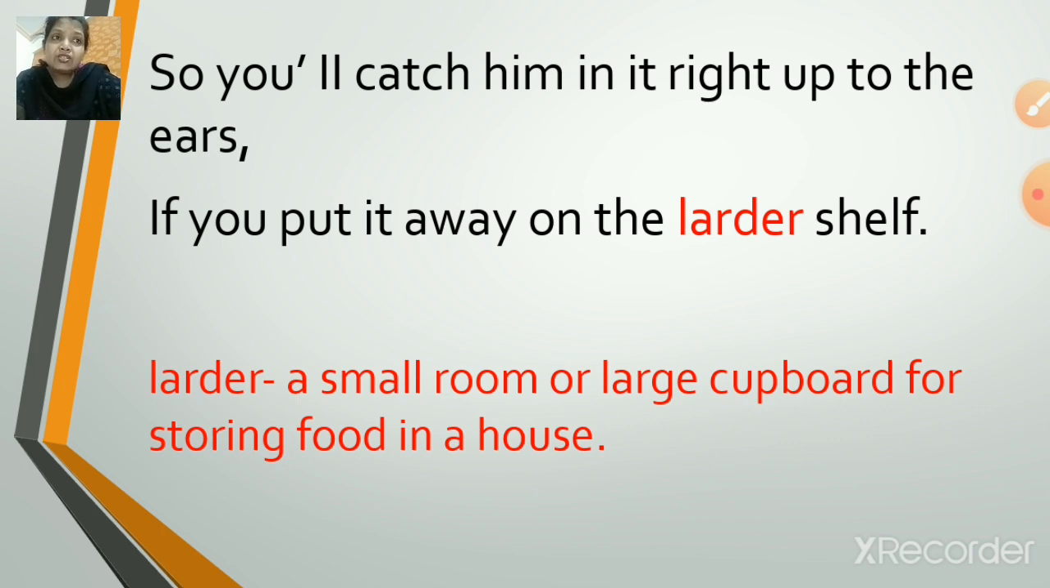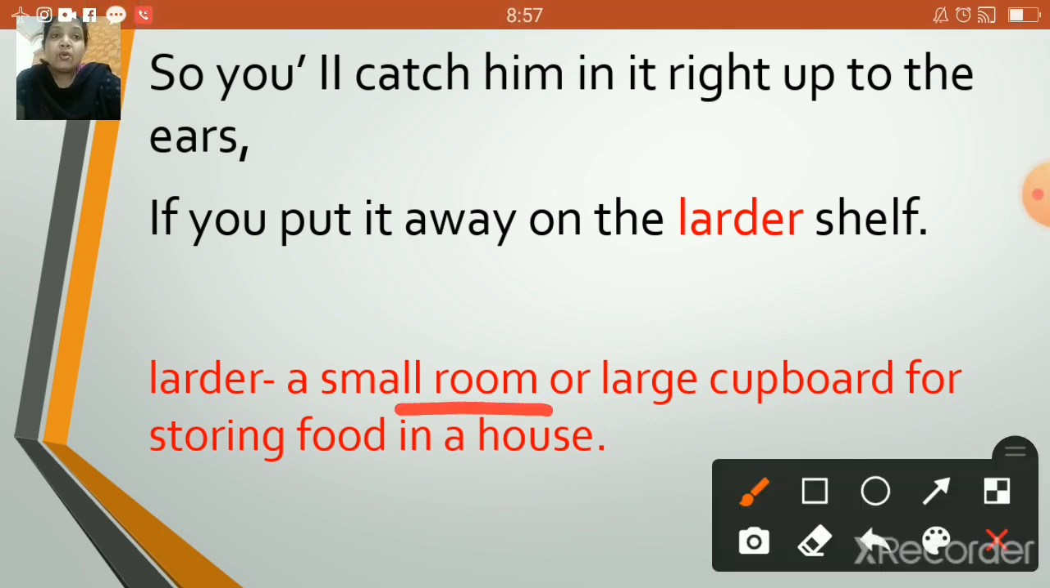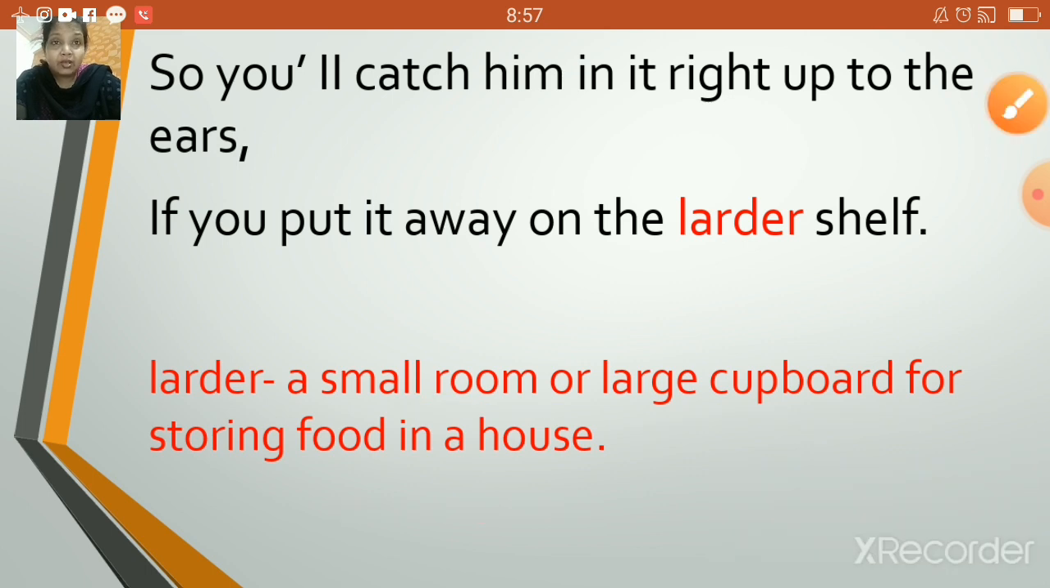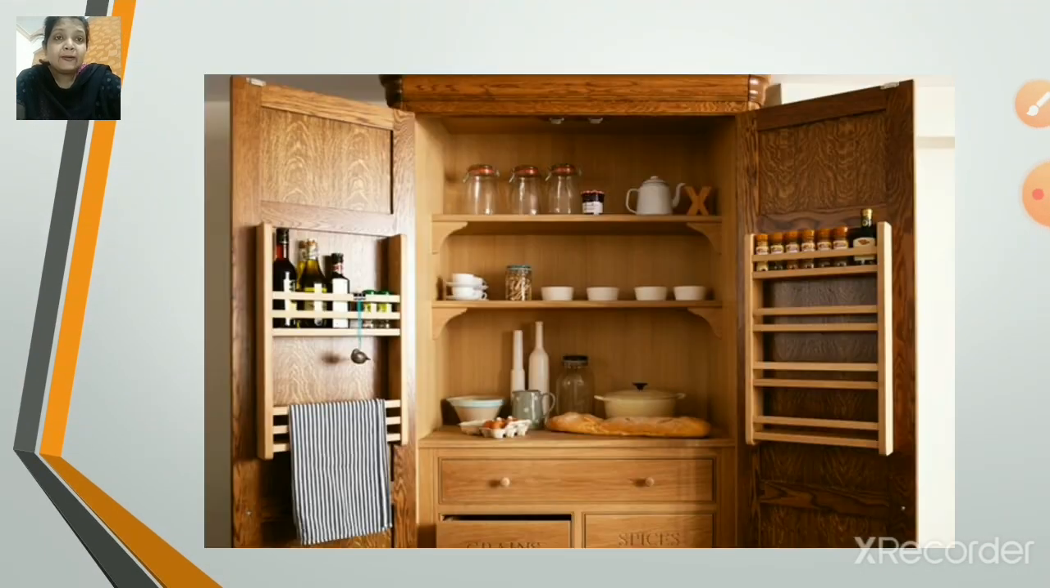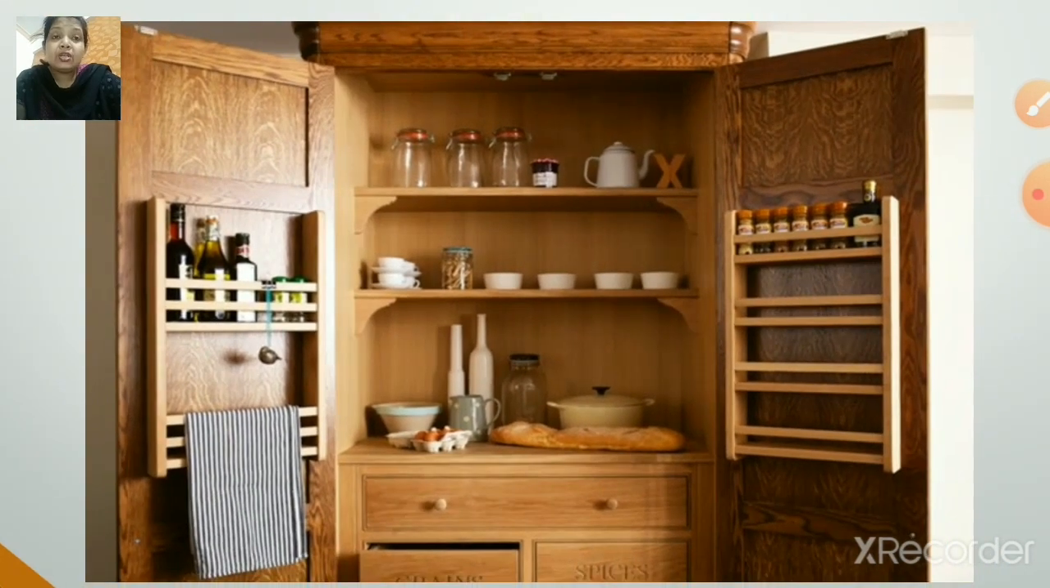Now what I mean by larder, children, over here, it means a small room or large cupboard for storing food in a house. Now children, I've given you a picture over here which shows how exactly the larder shelf looks like. Yeah, this is how the larder looks, and you can store food or any other thing in this particular cupboard. So now the poet over here says that we may feel like putting him away on one of the shelves of the larder.